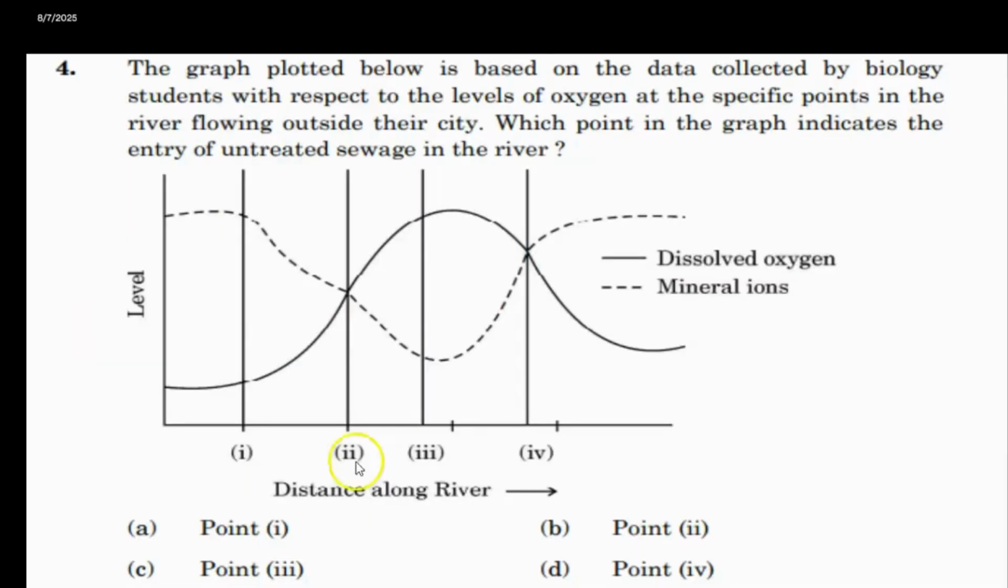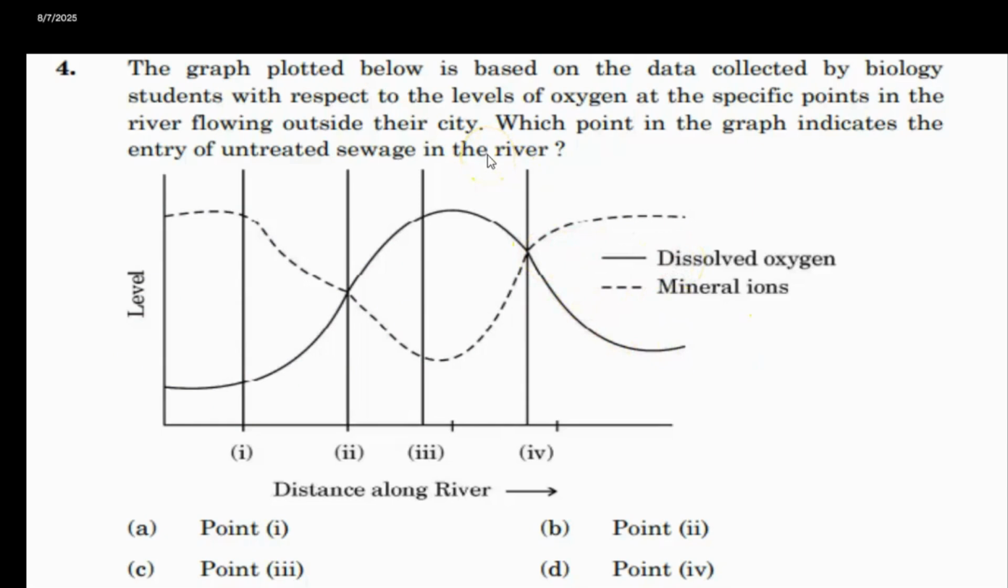Here, one more question. The graph plotted below is based on the data collected by a biology student like you with respect to the level of oxygen at specific points in a river flowing outside their city. They have collected some data and they got a graph like this. And see, the dotted lines are showing mineral ions and dissolved oxygen is shown by the proper line.